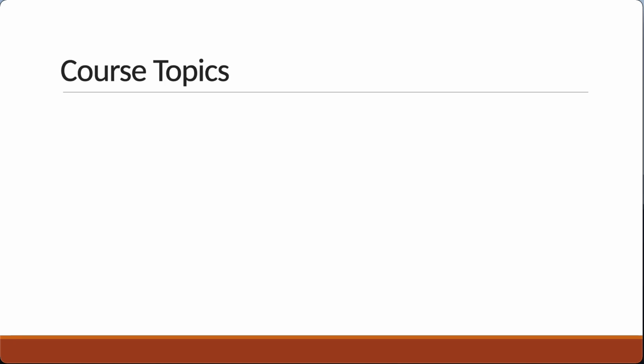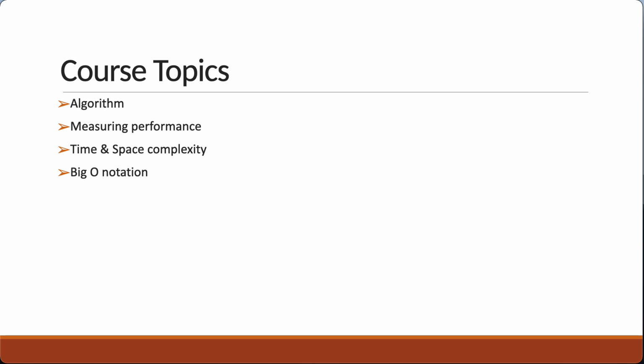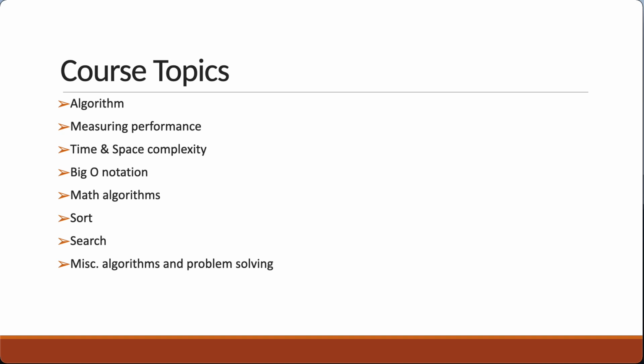With that in mind, here is a list of topics we will be covering in this course. We will start off by understanding what is an algorithm. We will then dive into measuring the performance of an algorithm. We will cover time and space complexities in a practical way. We will then talk about the big O notation, which is a really important prerequisite before we dive into the different algorithms. For the algorithms, I've classified them into 4 categories: math, sort, search, and miscellaneous. By the end of this course, you'll have a solid understanding of the fundamentals of algorithms and problem solving in JavaScript.